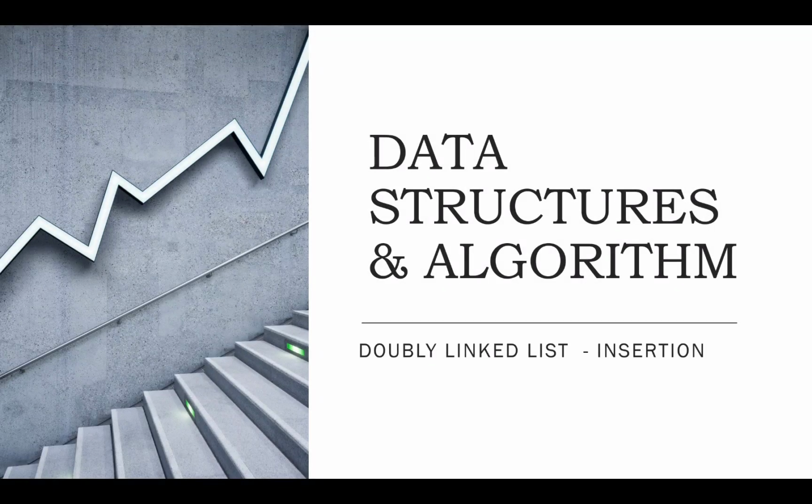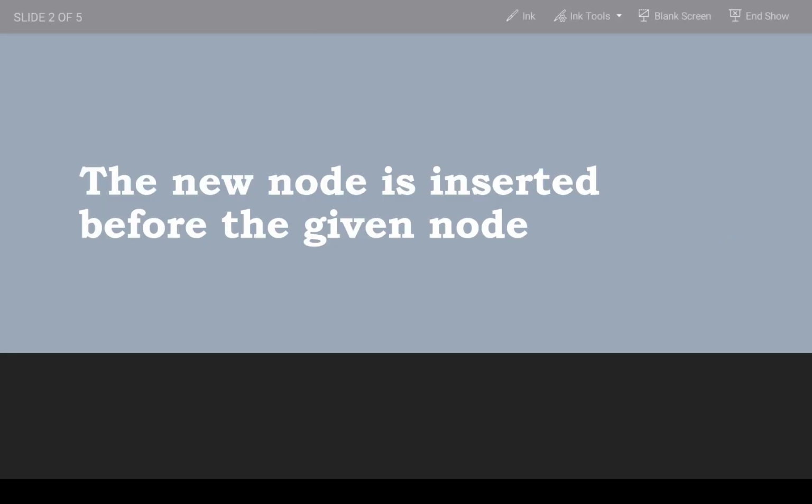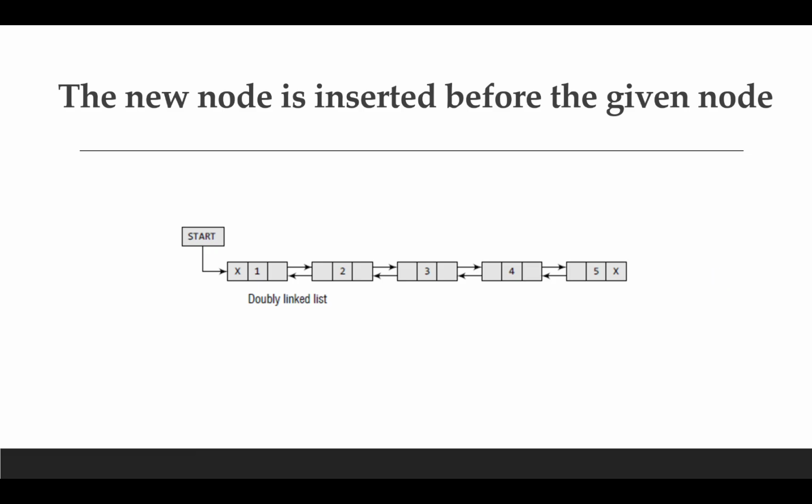The next insertion method in the doubly linked list is inserting the new node before the given node. In a previous video we saw inserting the new node after the given node, and now we are going to insert the new node before the given node. Consider this linked list, and by using the data in the node only, we are going to check the condition same as the previous method.